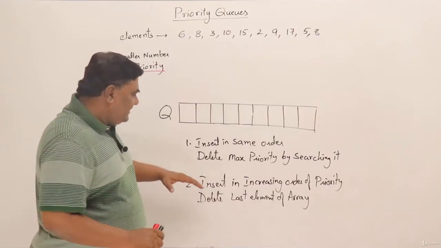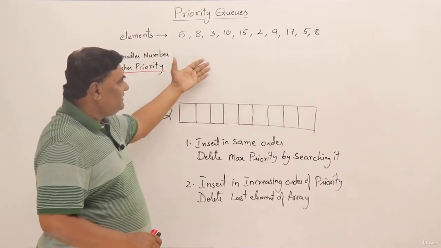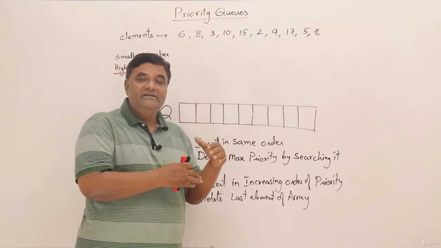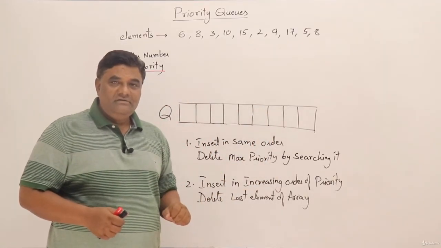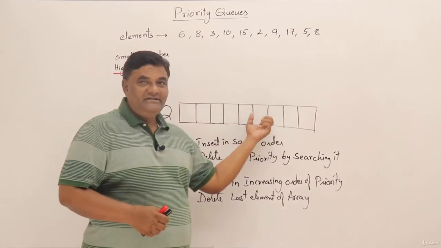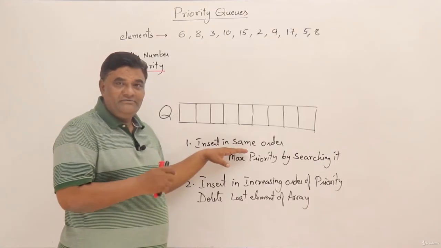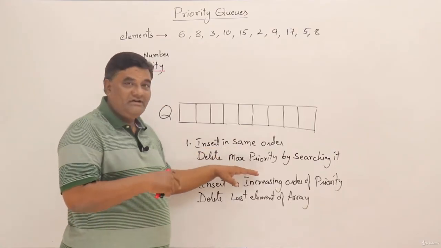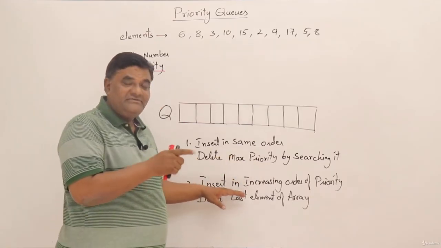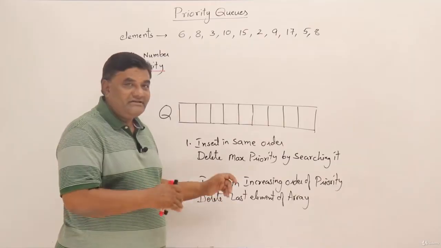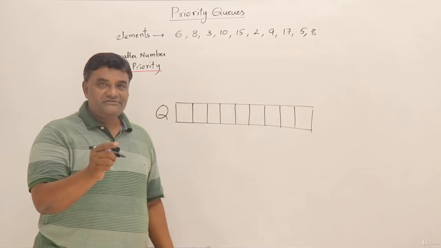Then the second method: insert in increasing order of the priority. So when the elements are coming in, don't insert them as they are. Try to arrange them in increasing order of priority so that the last element is of highest priority. And when you are deleting, you can simply delete the last element. So the difference in these two methods is, in the first, while inserting we are simply inserting, but while deleting we are searching for an element and deleting it. And in the second, while inserting we are properly arranging it, while deleting we are simply deleting an element. So I will demonstrate how these methods work one by one. First one I will take.